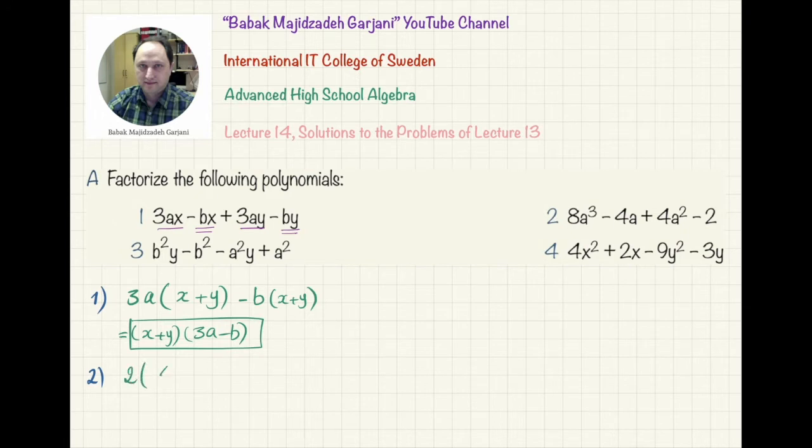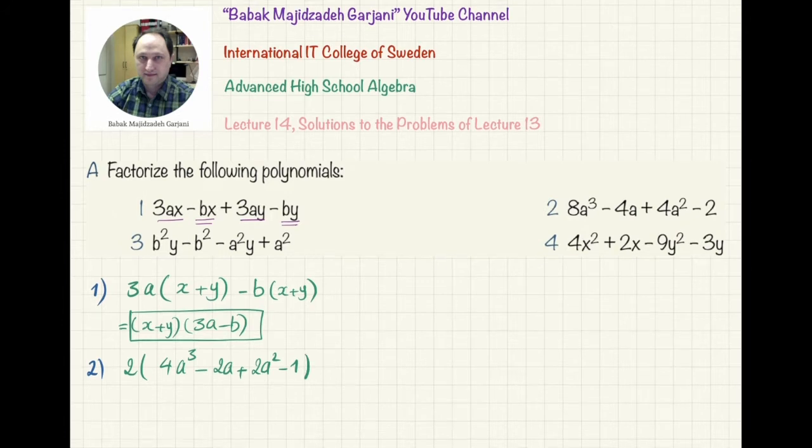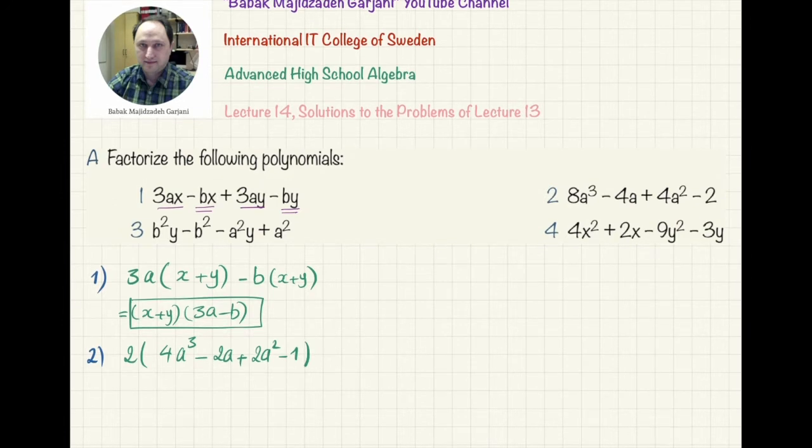Then what is left is 4a to the 3 minus 2a plus 2a squared, then minus 1. Yes. Now I start grouping them together. Yes, for example, I can take this one and this one together, and I can take these two together. Okay, so then what happens? I will have 2 times, I factor 2a out, and then I will have 2a squared minus 1, and then I can put 2a squared minus 1 together.